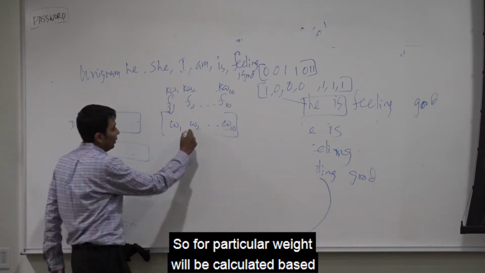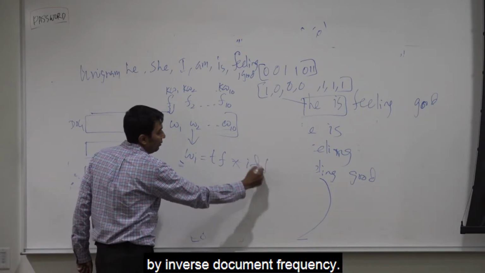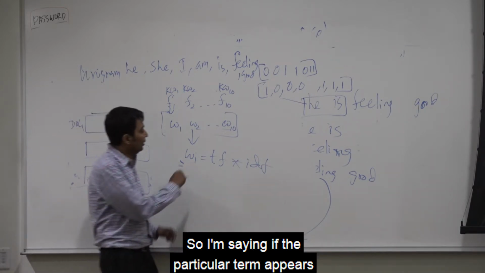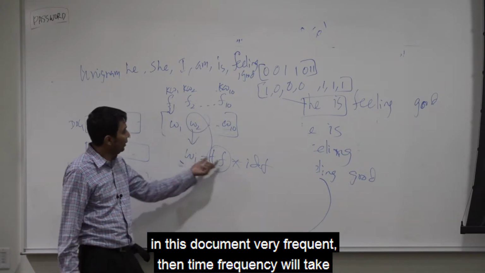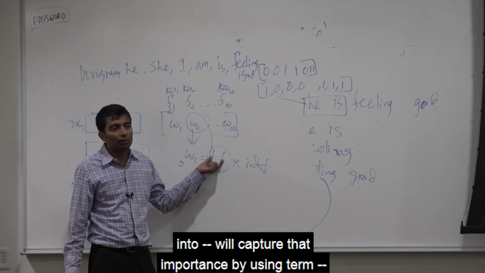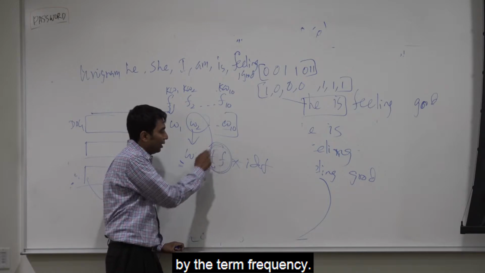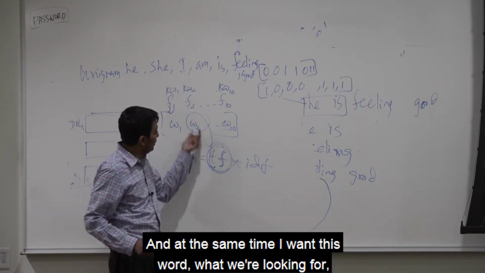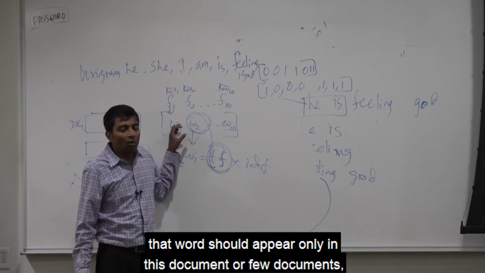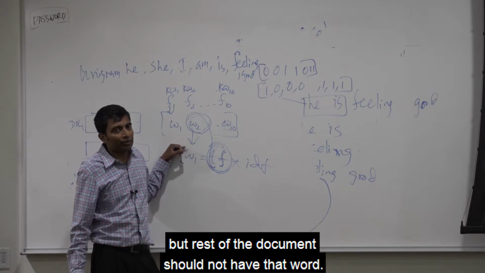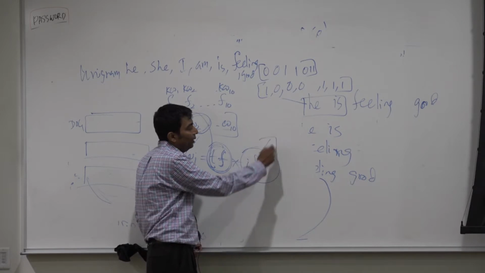So the particular weight will be calculated based on the term frequency multiplied by inverse document frequency. If a particular term appears very frequently in this document, then term frequency will capture that importance by getting higher numbers. At the same time, I want the word we are looking for to appear only in this document or a few documents, and the rest of the documents should not have that word. If that's the case, then inverse document frequency will have a higher weight.